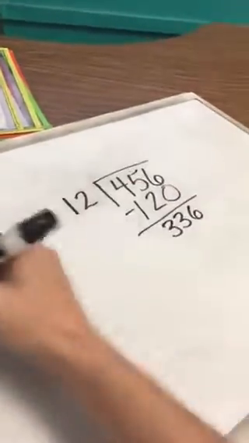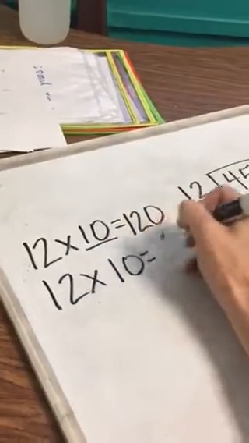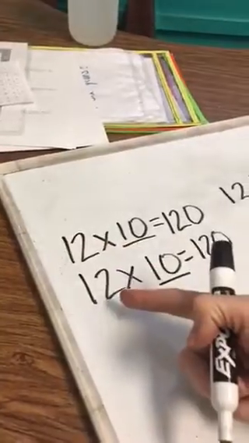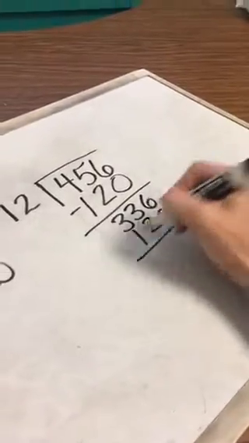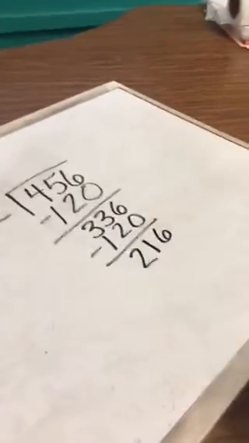And I would say, oh, okay, so I can do 12 times 10 again, which would give me 120 again. This is my divisor every time. So then I would subtract again 120 because I made another 120. And this is what I would have left. And I would say, oh, I can do this again.